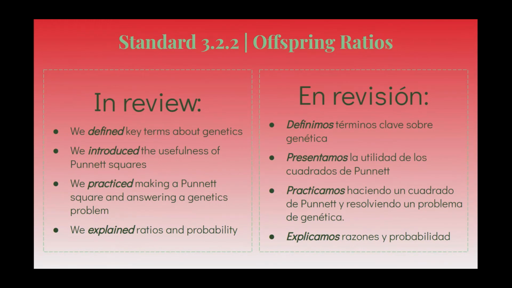So in review, we covered standard 3.2.2, which was about offspring ratios. We defined key terms about genetics. We introduced the usefulness of Punnett squares. We practiced making a Punnett square and answering a genetics problem. And we explained ratios and probability. In this video, we talked exclusively about complete dominance. In the next video, come back and check us out so we can talk more about incomplete dominance, codominance, multiple alleles, and a few other topics as well.